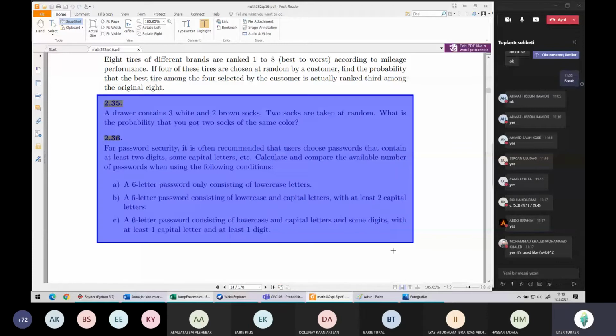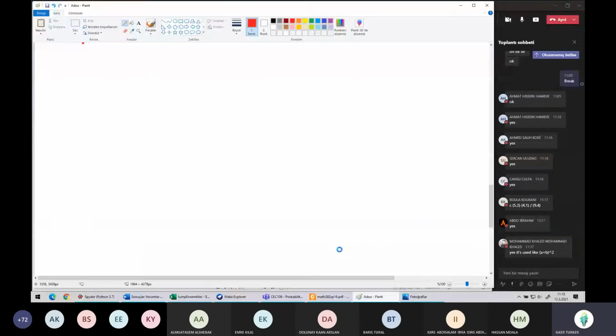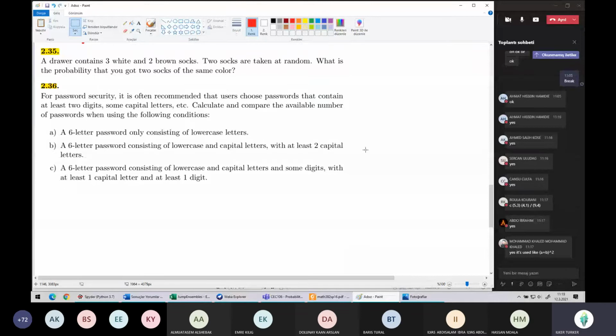Yes, again we have a simple and a good, high quality question. The first one is simple. A drawer contains 3 white and 2 brown socks. 2 socks are selected at random. What is the probability that you got 2 socks of the same color? Same color. That means 2 white or 2 brown.